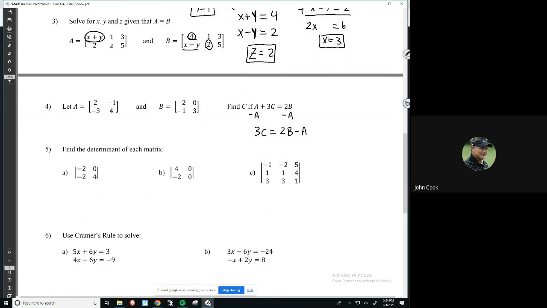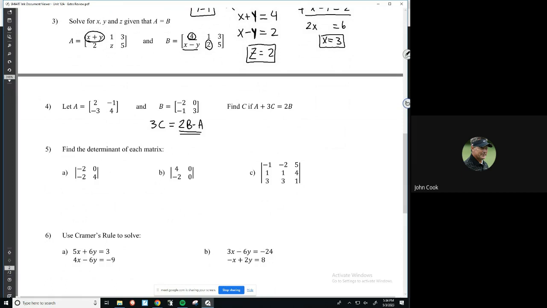Then whatever you get when you add this stuff together, just divide every single term by 3 to get C all by itself. That's probably what I'd end up doing for simplification purposes. So let's write it up like that. 2B minus A is the first thing I have to find, because that's what 3C is equal to. So let's find this part first.